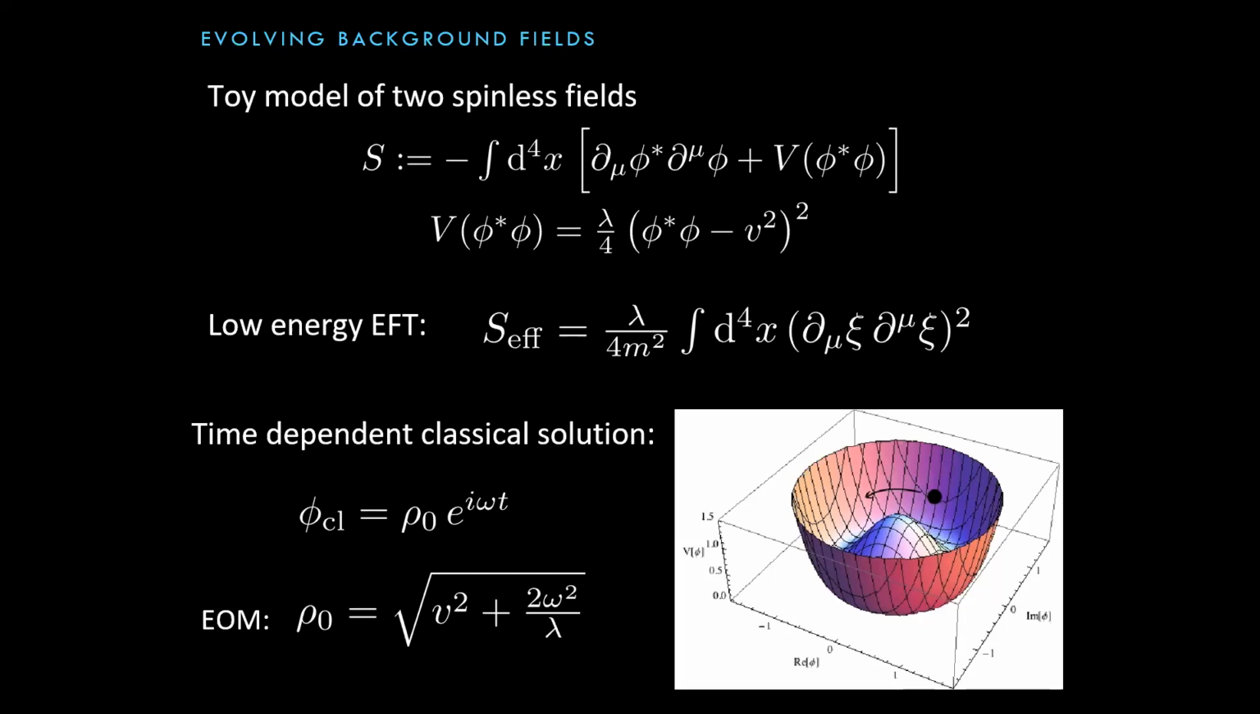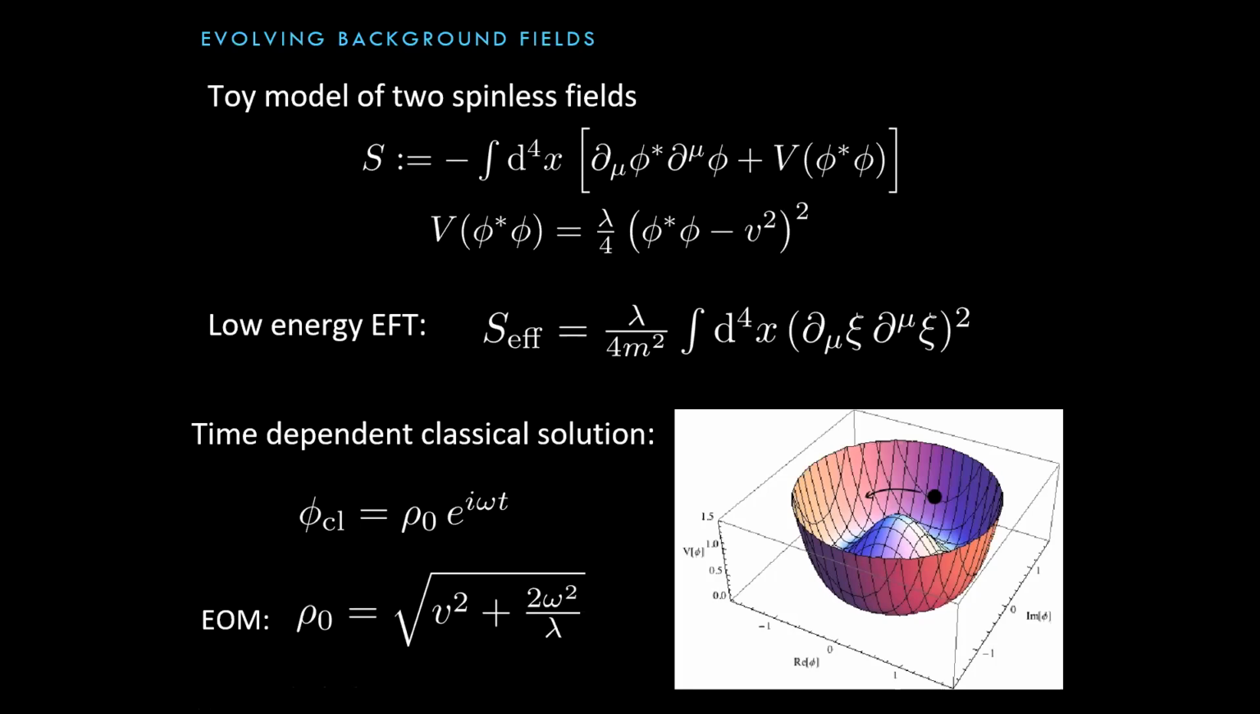If I stick that into the classical equations of motion, which are the ones coming from the full action, what I find is that it tells me what the value of rho naught has to be, and it has to be given by this. It's bigger than v. If omega had been 0, so that things were not rolling, then we would have lost this term, and we would have had rho naught equals v, and that's the solution we had before, where you're sitting at the minimum of the Mexican hat.